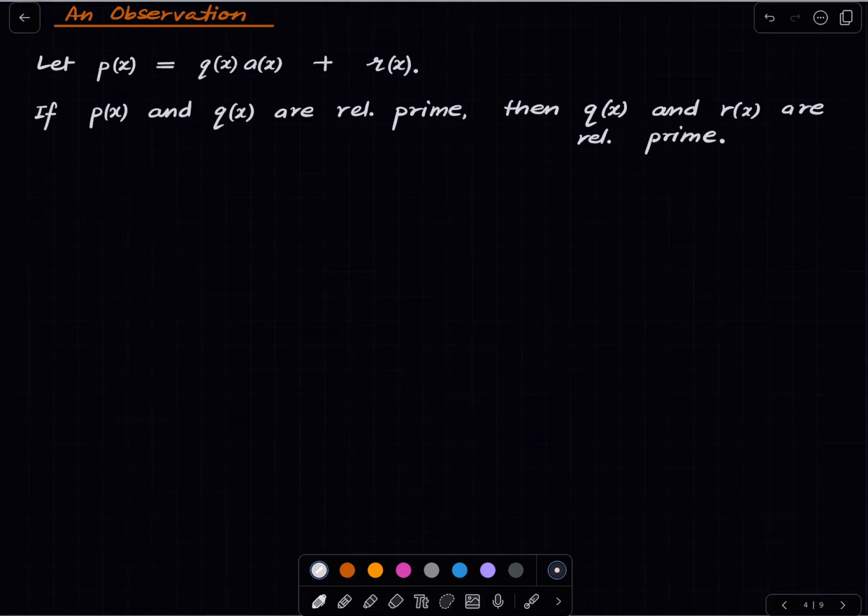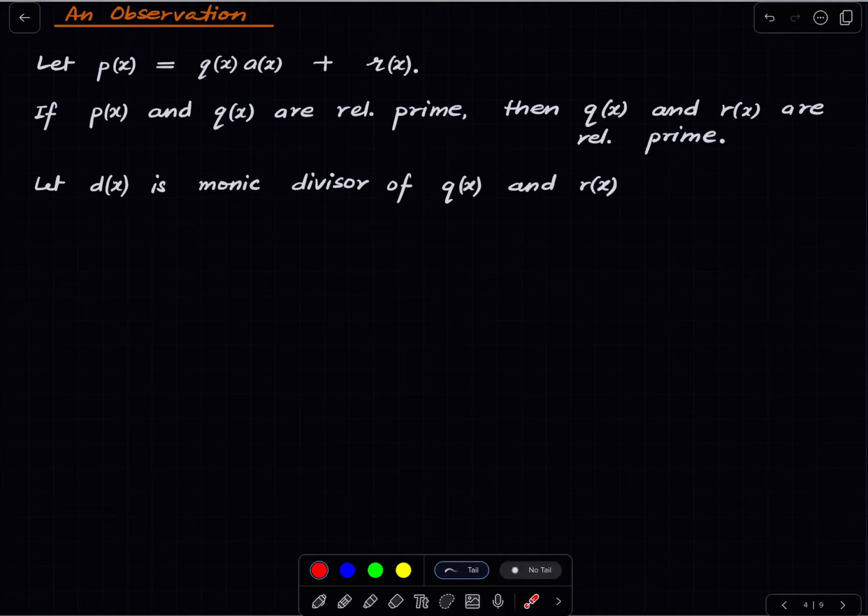So suppose d(x) is a factor, is a divisor, is a monic divisor of q(x) and r(x), where we are assuming that p(x) and q(x) are relatively prime. So assuming p(x) and q(x) are relatively prime, we want to prove that these two are relatively prime. So suppose we have some monic divisor, we want to show that this divisor is 1.